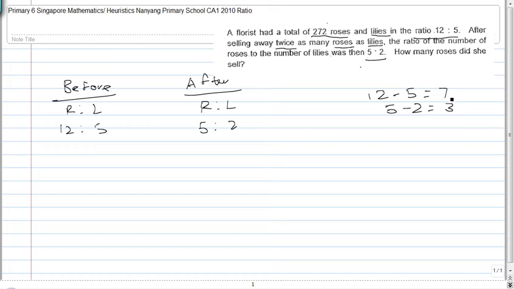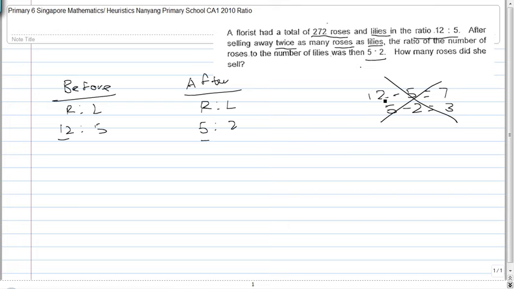Now 7 is more than twice the number of units. 7 is more than twice that of 3. The reason why I'm subtracting 12 and 5 and 2 is because I want to find the number of units that were actually sold with regards to roses as compared to lilies. If we just compare the ratios, there were 7 units of roses sold as compared to 3 units of lilies. That's more than twice. So you can't use this technique.